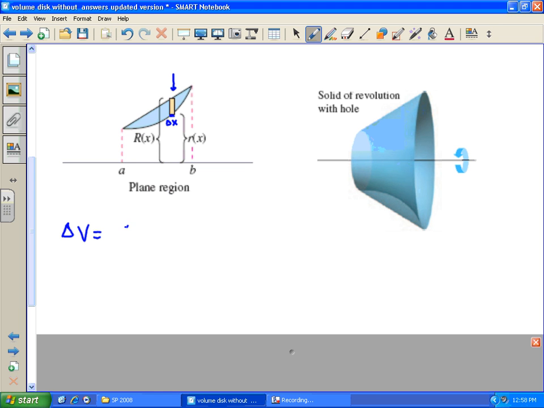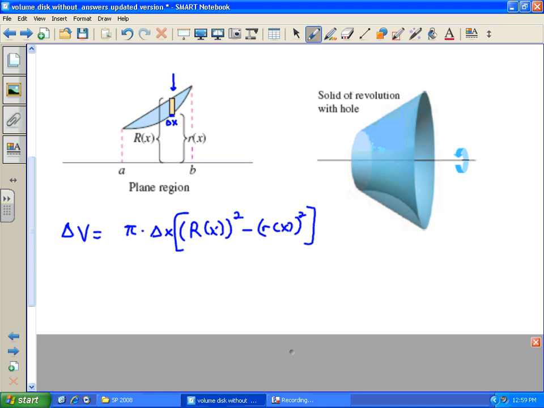Pi times delta x times... Exactly. Now this is a function of x depending on where you are. So big R of x squared minus little r of x squared. That's just for one washer. Rotated, take one rectangle, you get one washer.